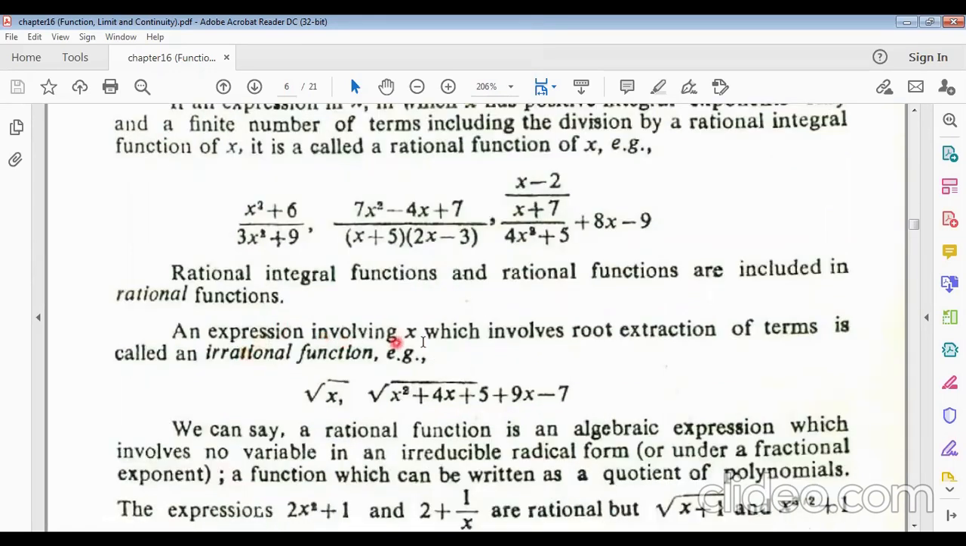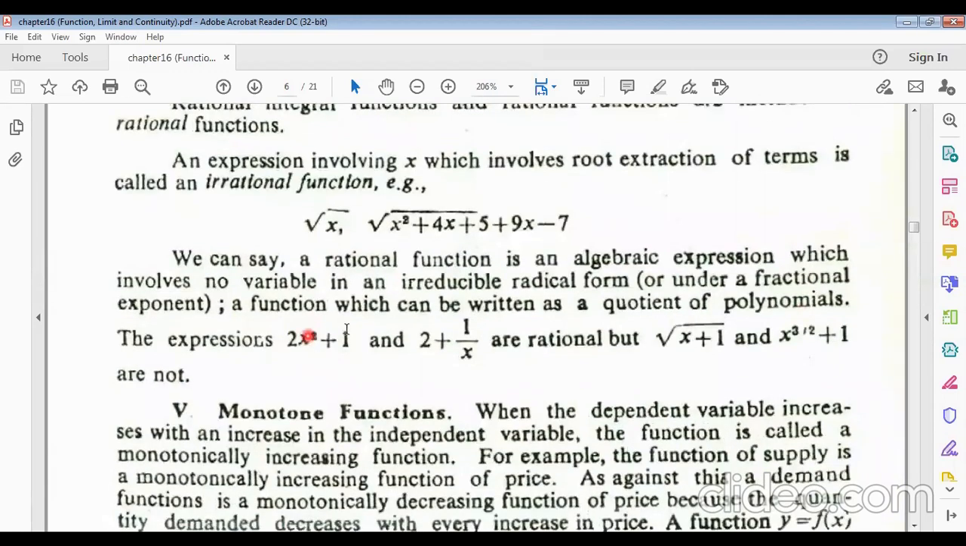An expression involving x which involves root extraction of terms is called an irrational function. That means root over x, root over some expression, these types. If a square root is involved in any function, then those types of function are called irrational functions.